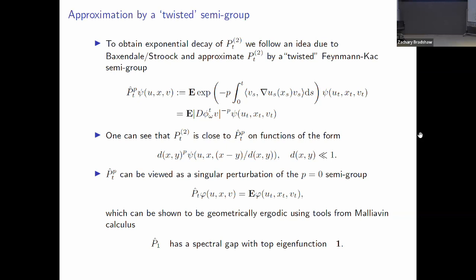And this semigroup itself, you can also show converges, as I've kind of mentioned already, exponentially fast to its unique stationary measure using tools from Malliavin calculus. Okay, and what that implies, if you turn this geometric ergodicity, or the exponential convergence to a stationary measure, it implies that this operator, let's say just evaluated at time 1, has a spectral gap with the top eigenfunction being 1 and the top eigenvalue being 1, which is simple.